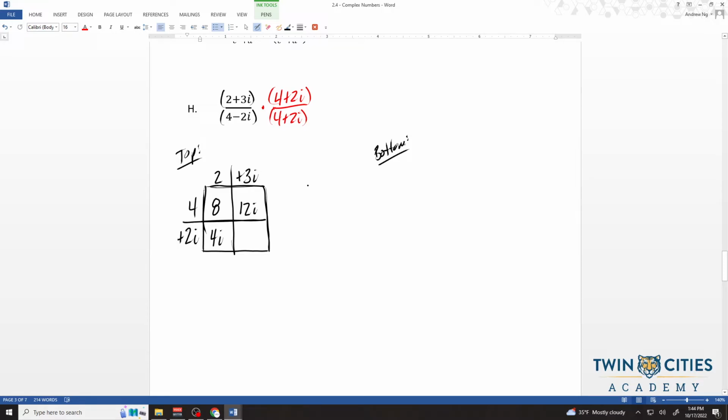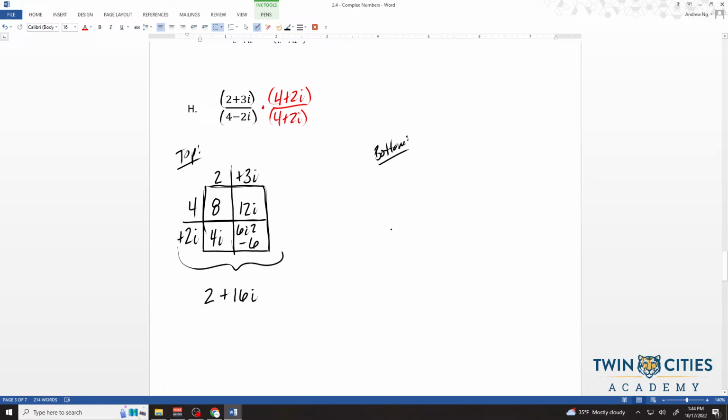And then 2i times 3i, 2 times 3 is 6, and then i squared. Again, because i squared is -1, this is 6 times -1, so this will just be -6. Okay, so the top part, 8 plus -6 is going to be 2. And then 4i plus 12i, that's going to give me 16i.